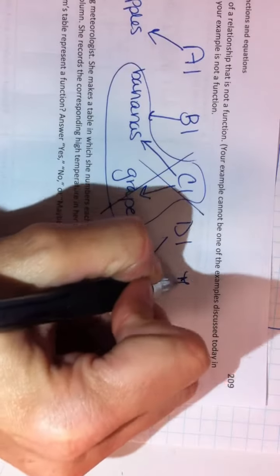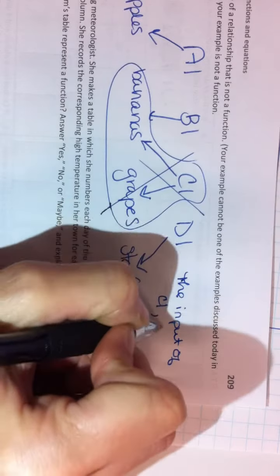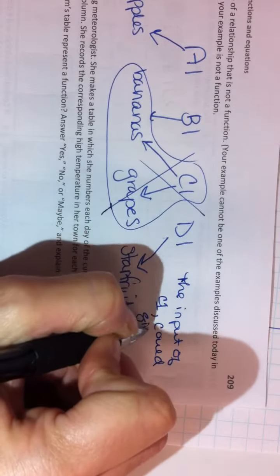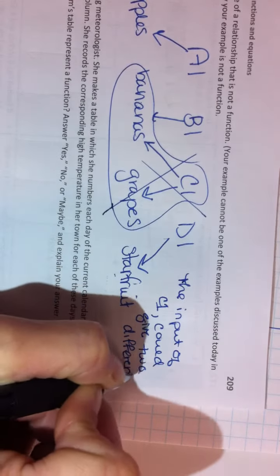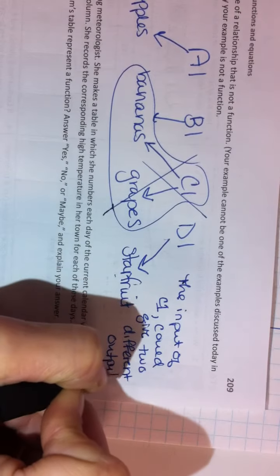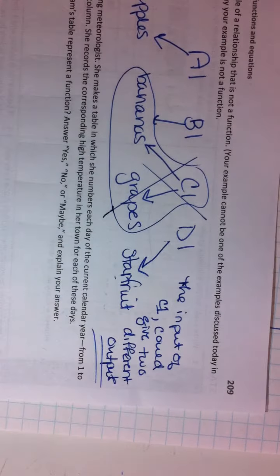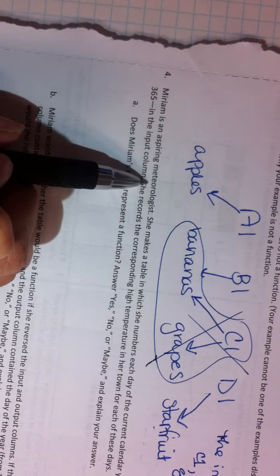Explain why your example is not a function. Because the input of C1 could give two different outputs. Not allowed to happen, okay? Not a function.